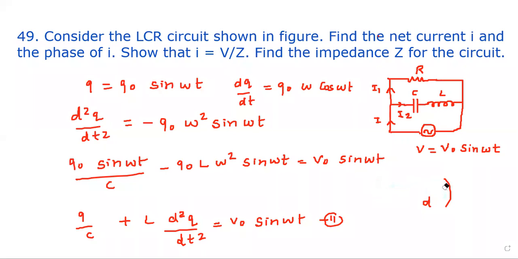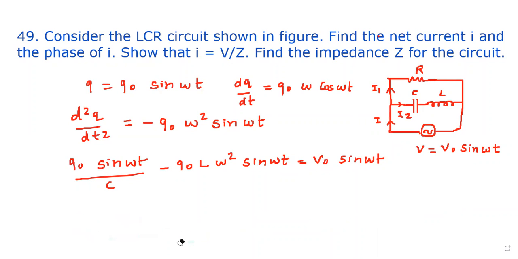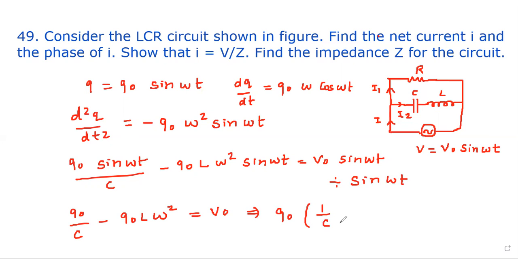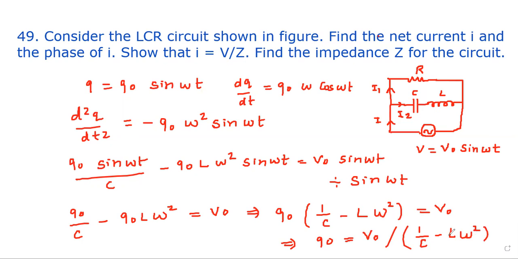Now we can write it as Q0 upon C minus Q0 L omega square equal to V0. Here we have divided the whole equation by sine omega t. So we can take Q0 common from here. So Q0 times 1 upon C minus L omega square equal to V0, which will give Q0 equal to V0 divided by 1 upon C minus L omega square. So we have got the value of Q0.